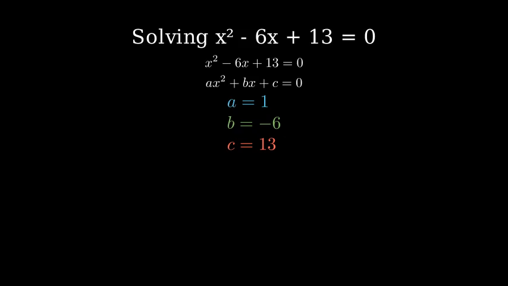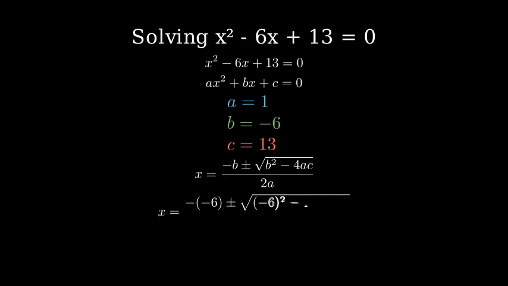Now, let's recall the quadratic formula. x equals negative b plus or minus the square root of b squared minus 4ac, all over 2a. Let's substitute our values into the formula. Plugging in a equals 1, b equals negative 6, and c equals 13, we get x equals negative of negative 6, plus or minus the square root of negative 6 squared minus 4 times 1 times 13, all over 2 times 1. Let's simplify the numerator step by step.